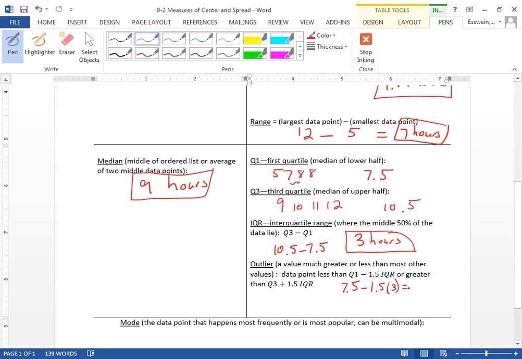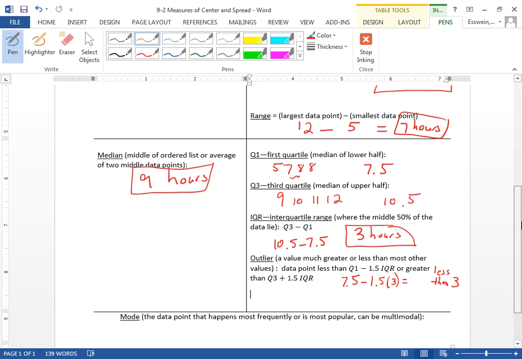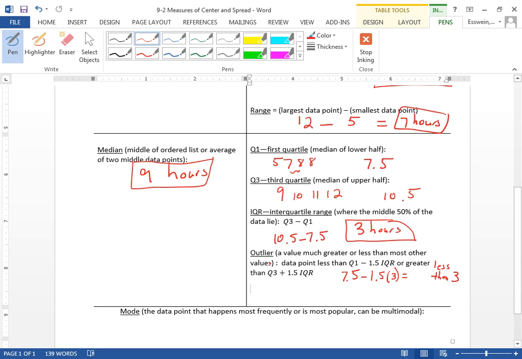So we get 3 there, right? So anything less than 3 hours, did anyone sleep less than 3 hours? That would be bad. If there were, they would be an outlier. Maybe one of you did. And then on the upper end, if we take the third quartile, which is 10.5, and we add 1.5 times the interquartile range, you get 15. So anything greater than 15 hours of sleep, wouldn't that be nice, is also an outlier.